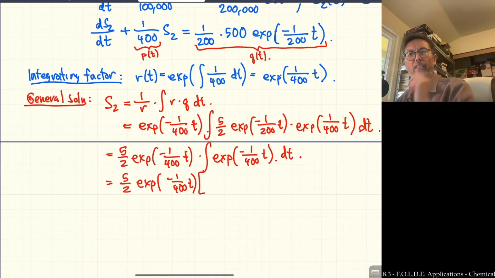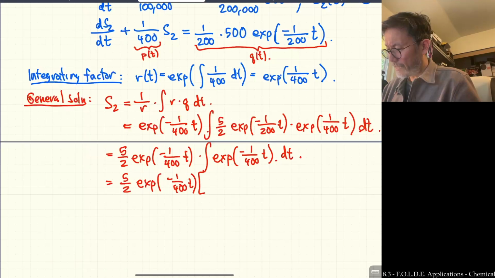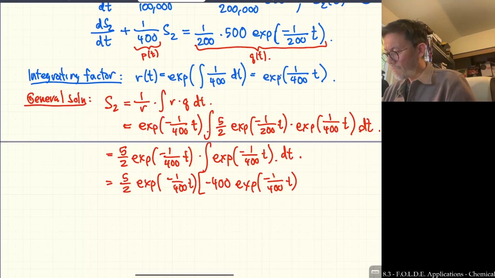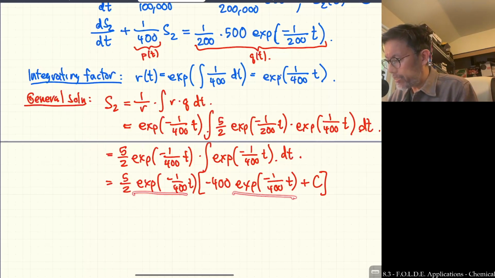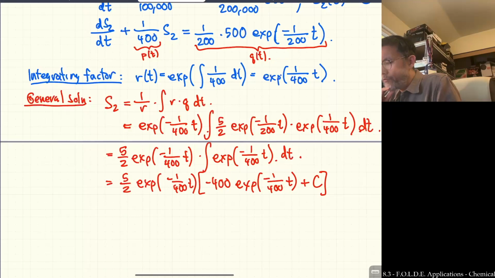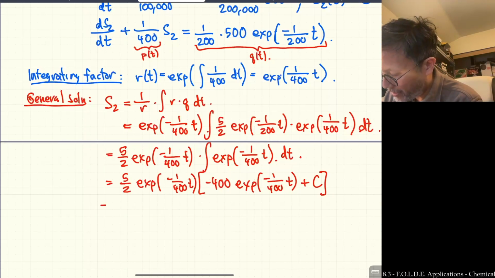I like putting a big old bracket to remind myself that the plus c that I get out as an additive constant of integration also gets touched by everything outside. And what do I get for that constant? Well, I have to take the reciprocal of negative 1 over 400. I believe that's negative 400. Exp of negative 1 over 400 times t plus c. We see the fancy thing that happens in which this exp and that exp join forces. Is that what I was expecting? I don't know, maybe. I guess the math is what's dictating that.